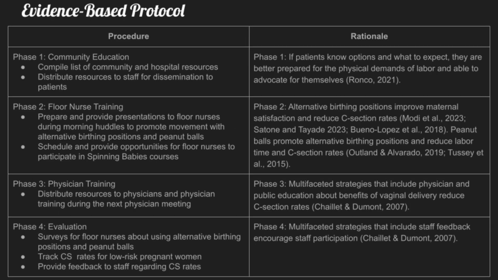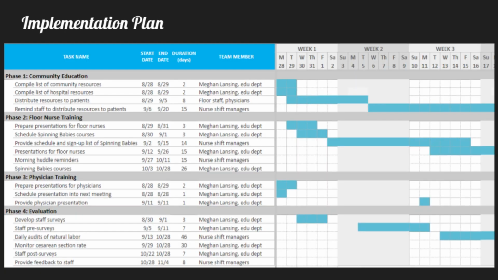And this is the protocol, which is broken down into 4 phases, the last of which is the evaluation and the rationales that go with it. I will go into these phases in a little more detail in the next slide because that will be our implementation plan, which includes a Gantt chart. This chart breaks down the phases once again, but also includes the start and end dates, as well as the team members who will be responsible for each of the tasks.